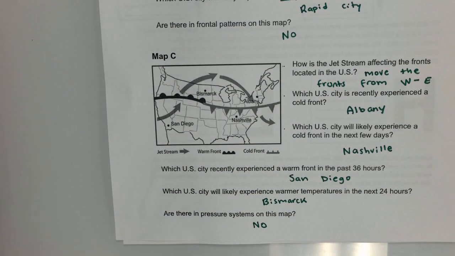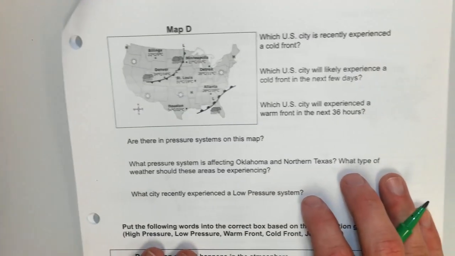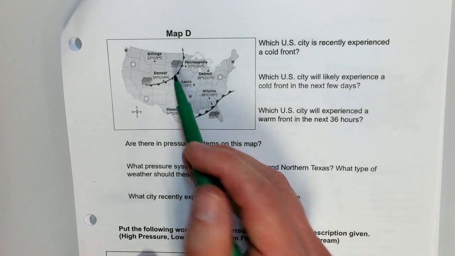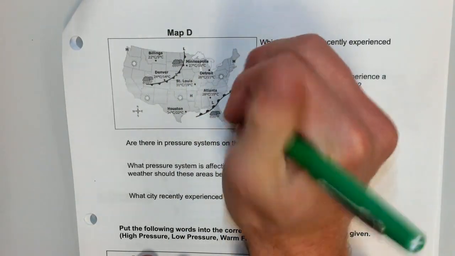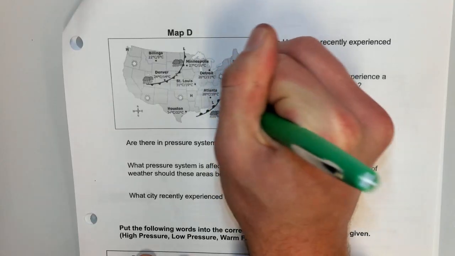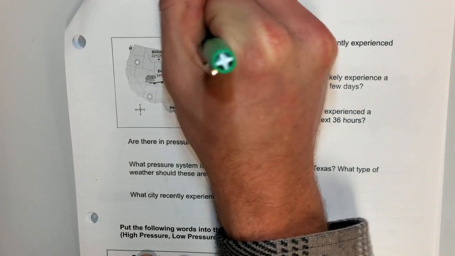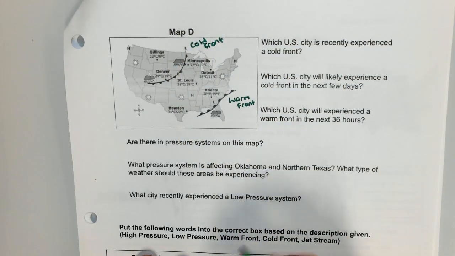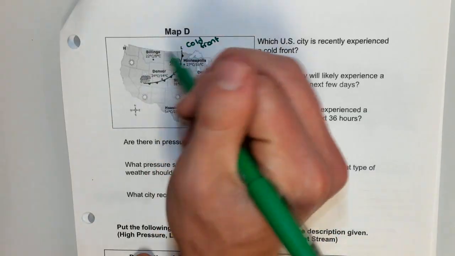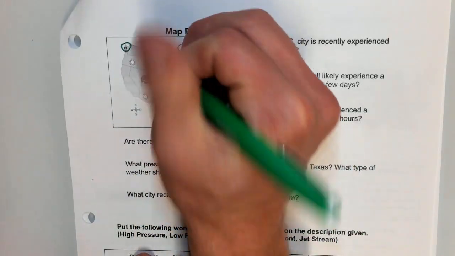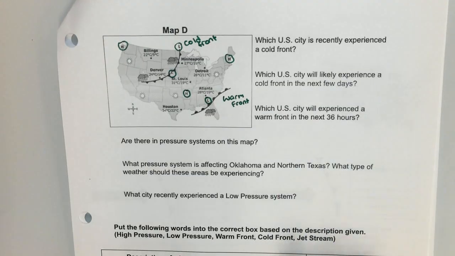All right, there's one more for you to practice. If you flip your paper over, I'm going to let you do this one by yourself. So go ahead and look at the map. A few things I noticed by looking at it is I have a warm front over here. I have my cold front over here. And if you look around, we have multiple pressure systems indicated by the H's and L's. So there's lots of them all around the map. So make sure you pay attention to those. Go ahead and do your best to answer each question.